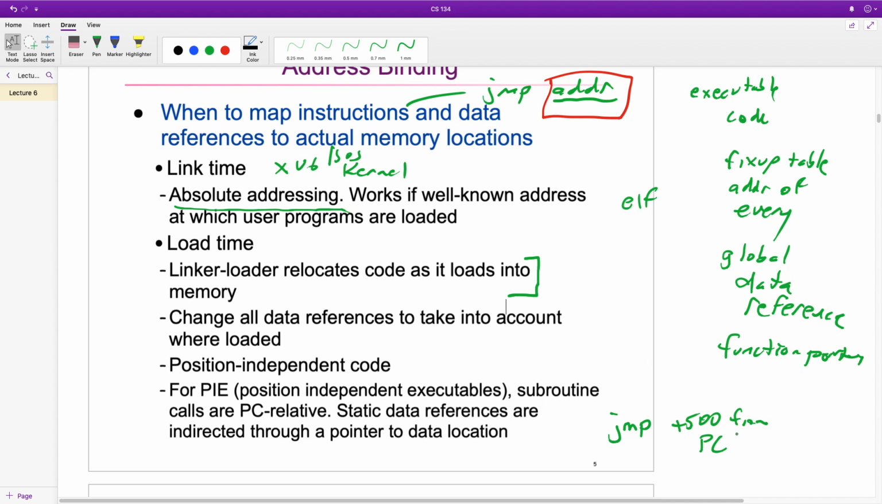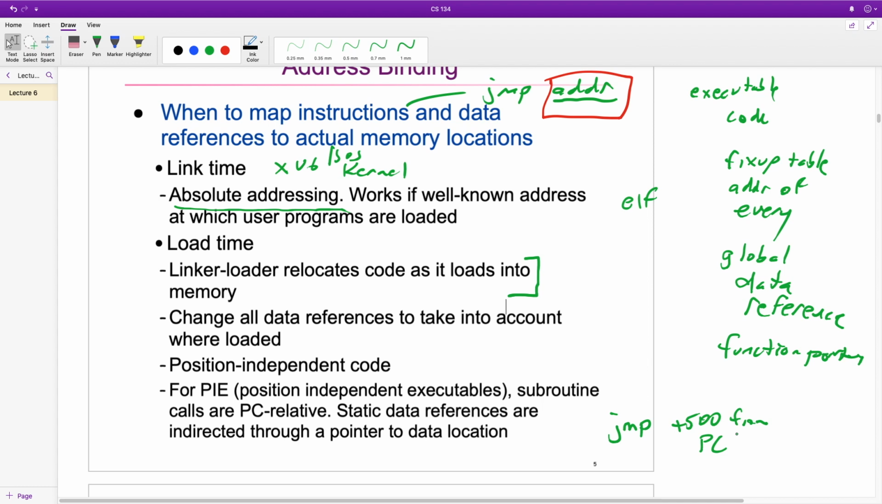ELF is not a suitable container for position-independent code. There is PIE or PIX, position-independent executable. They're just not clear whether the executable is an E or an X, so it's PIE or PIX. Their subroutine calls are PC relative, and it's an alternative to the alpha format. And you still have to deal with data references.